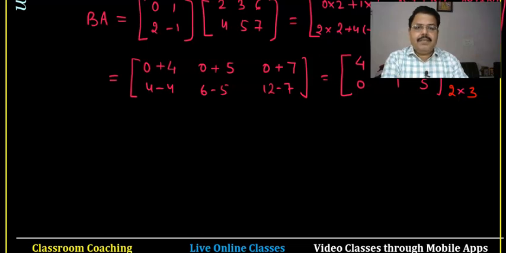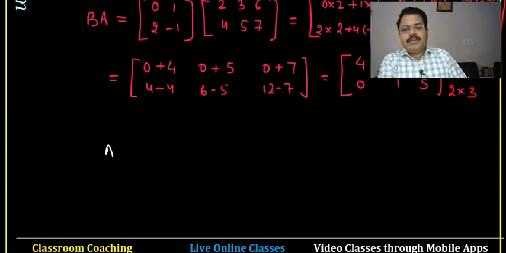So we can understand here that not necessarily both AB and BA are conformal for product. Sometimes AB is conformal and BA is not conformal. Sometimes BA is conformal, AB is not conformal. Sometimes both are conformal, but even then they are not equal. Sometimes both of them are not conformal. For example, A matrix is of order 2 into 2 and B matrix is of order 3 into 3. So neither AB is conformal nor BA is conformal, isn't it?